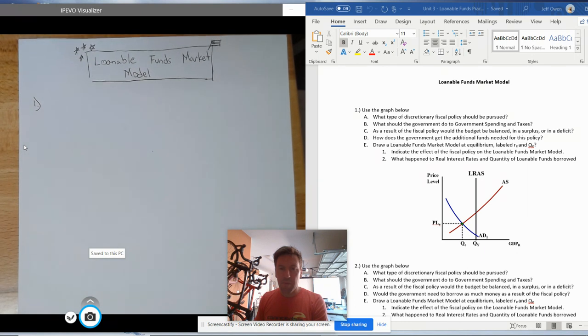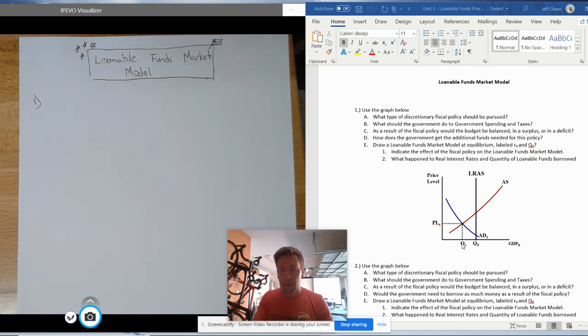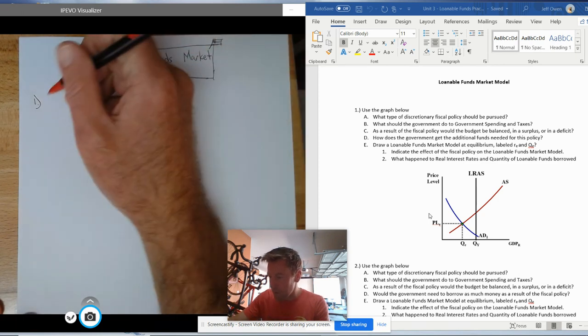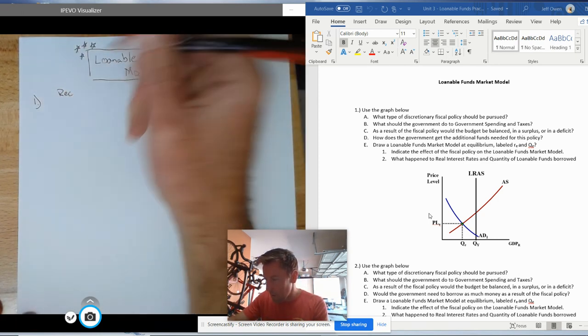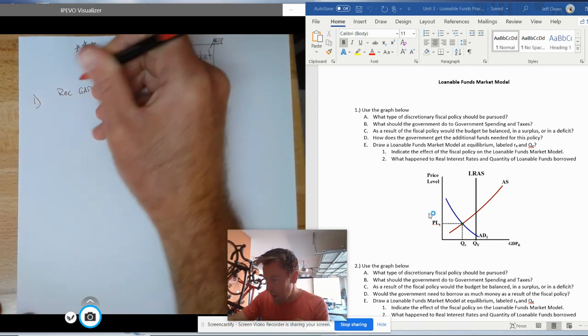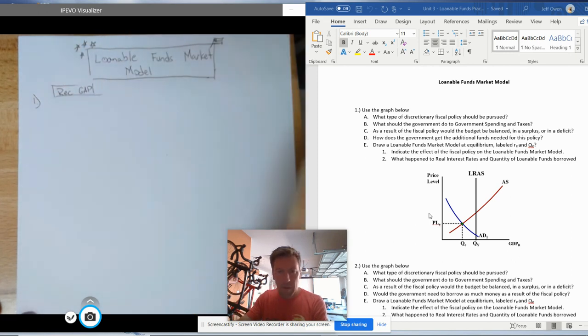Use the graph below. So looking at that graph, I'm going to see that my QE is less than my QY. So my current equilibrium, the output that my economy is producing, is less than my full potential output. So I'm in a recessionary gap. I know that right off the bat with this graph right here. So let's work our way through. So number 1, for my own note, I'm just going to say recessionary gap, so that way I can see it.